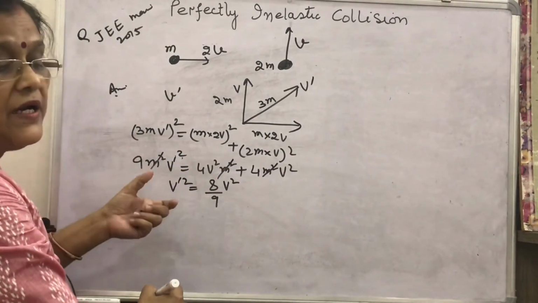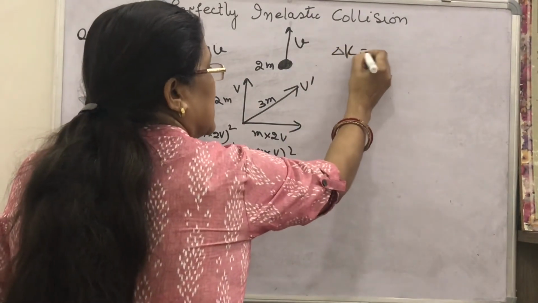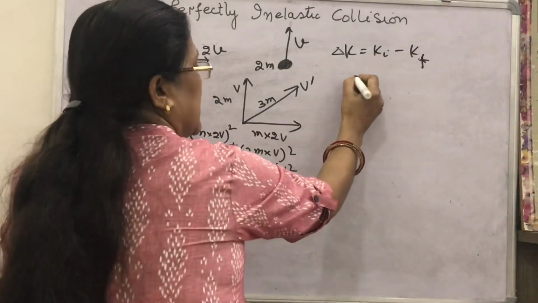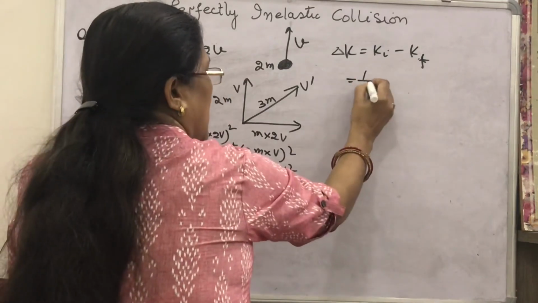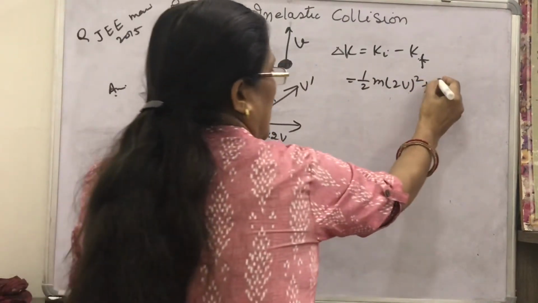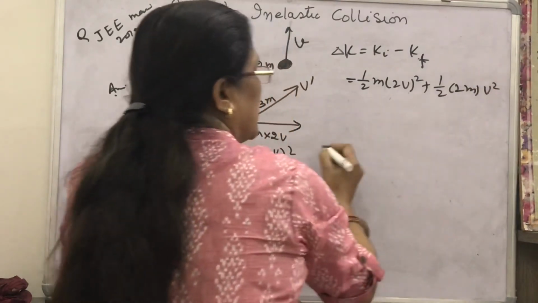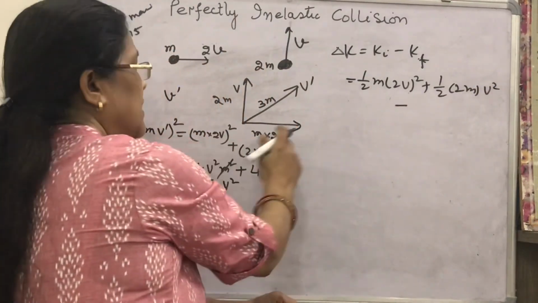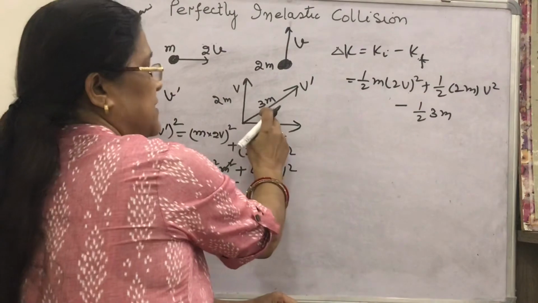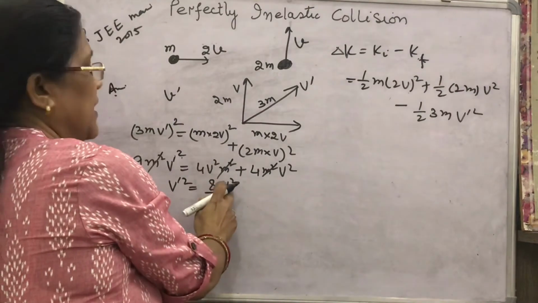What will be the change in kinetic energy? How will you find change in kinetic energy? That is K initial minus K final. Initial kinetic energy, what will you write here? This is half m into (2v) whole square plus half into 2m into v square, minus what is final kinetic energy? What will you write? Half into 3m, both the masses are stuck together, and v dash square. What is v dash square? 8 by 9 v square.